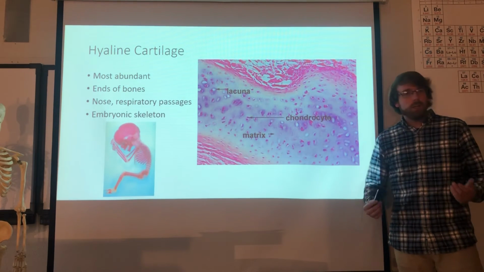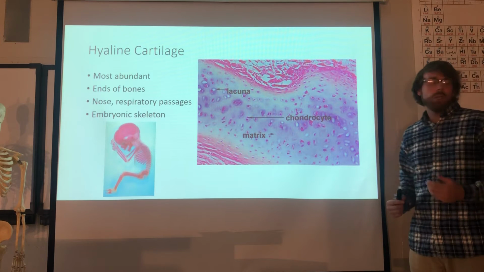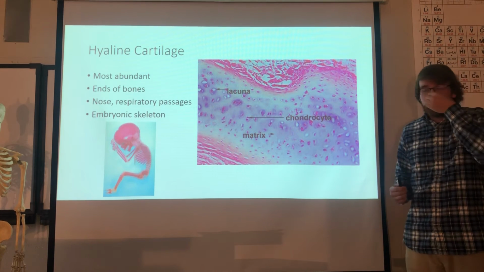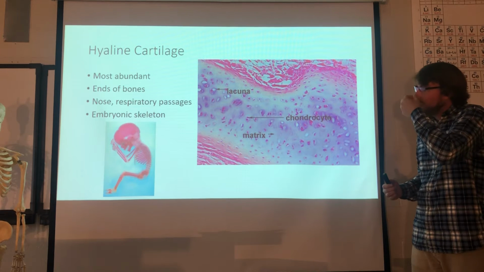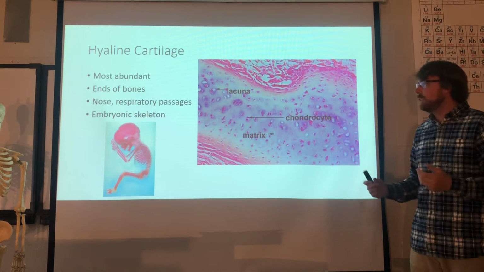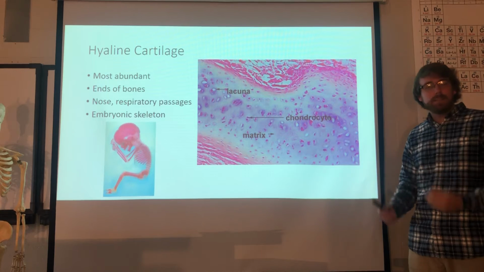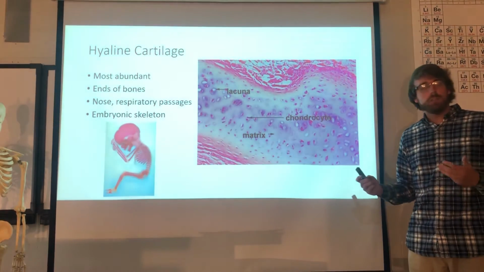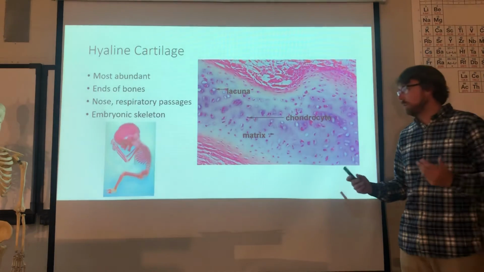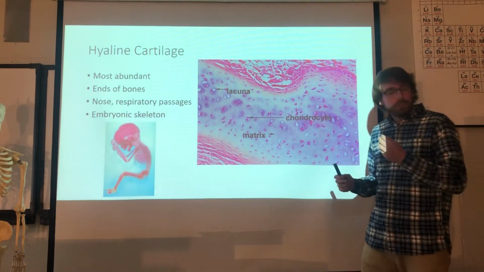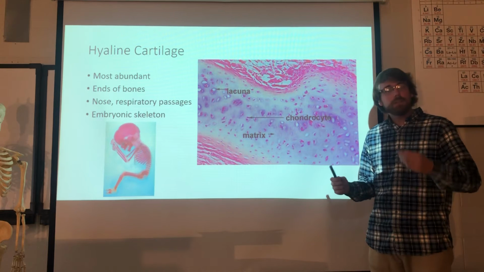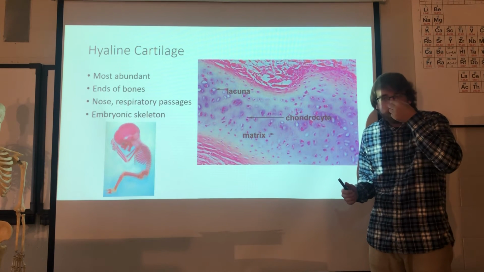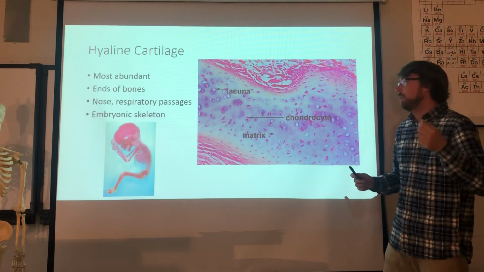So hyaline cartilage is the most abundant. We find this at the end of your bones. We find this in your nose, your respiratory passages, your embryonic skeleton. As your skeleton developed, it started as hyaline cartilage before it ossified into bone. So if you want to know what hyaline cartilage feels like, take the tip of your nose. That is hyaline cartilage that you are moving around.